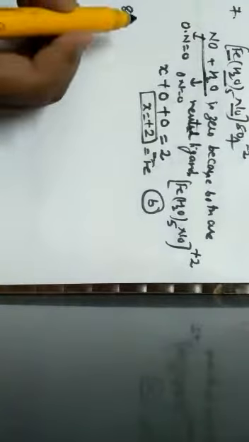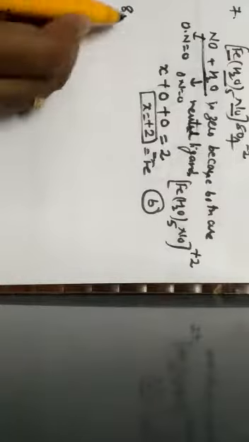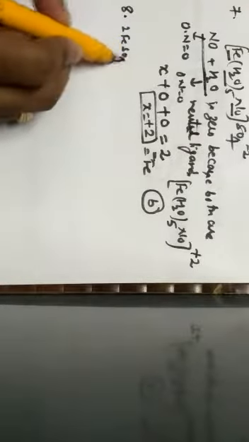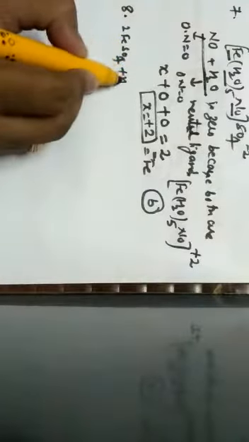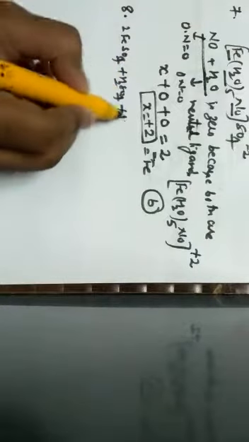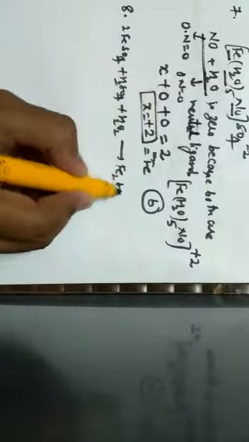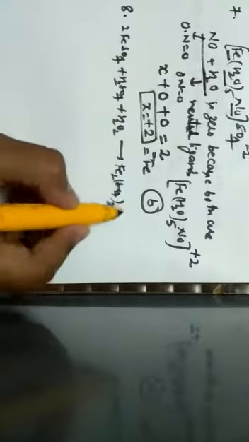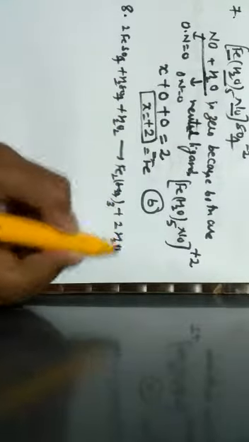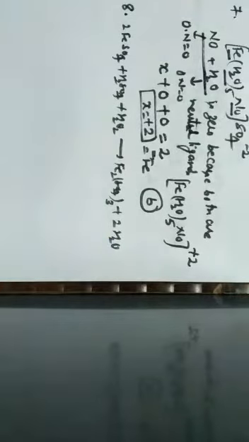Next one, question number 8. In the reaction, so they have given a reaction, the oxidizing agent is, so here when we observe this reaction, that is FeSO4 plus H2SO4 plus H2O2, that gives rise to Fe2(SO4)3 plus 2 times H2O. They are asking us to identify the oxidizing agent.